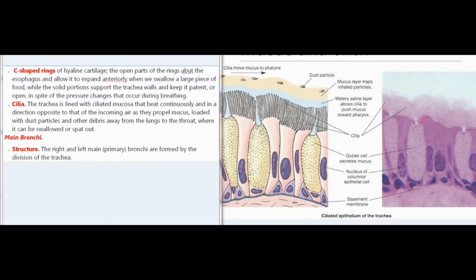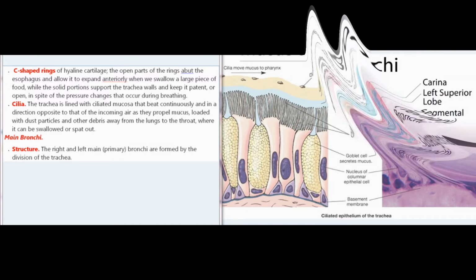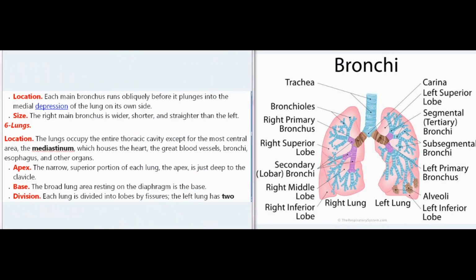The right and left main, primary, bronchi are formed by the division of the trachea. Location. Each main bronchus runs obliquely before it plunges into the medial depression of the lung on its own side. Size. The right main bronchus is wider, shorter, and straighter than the left.